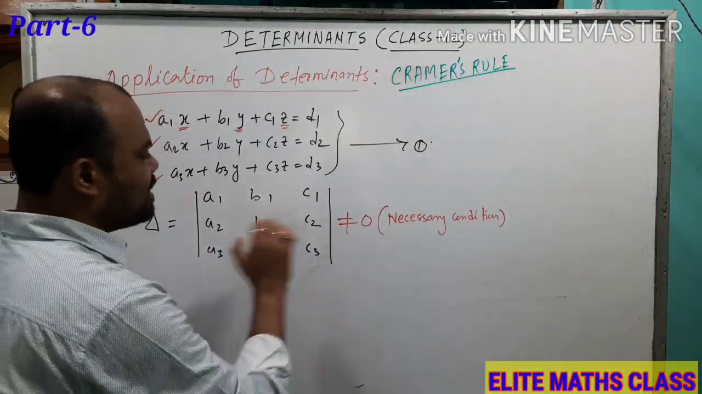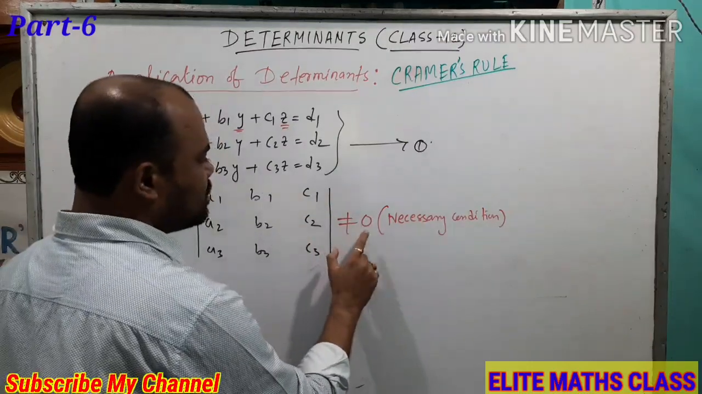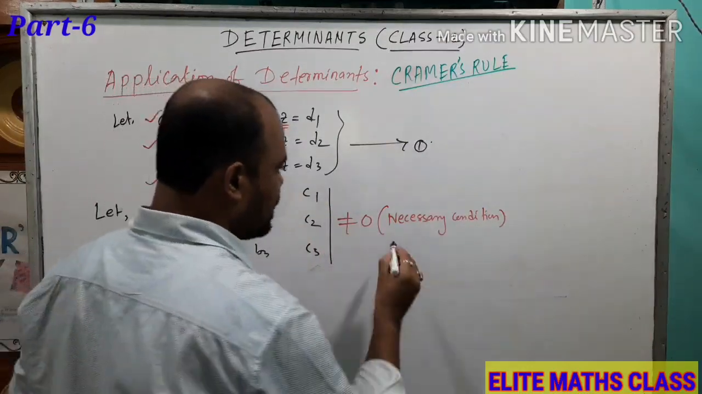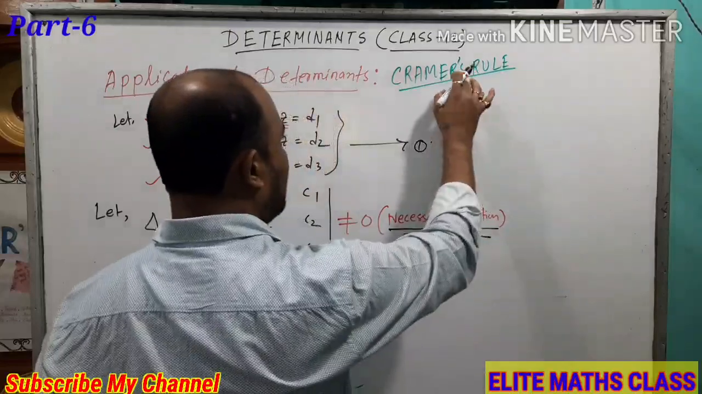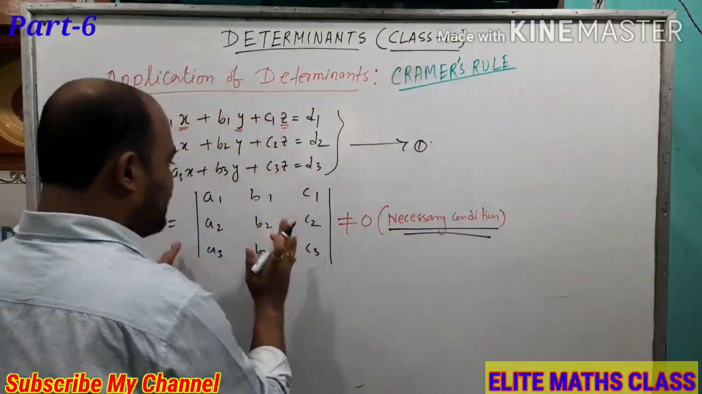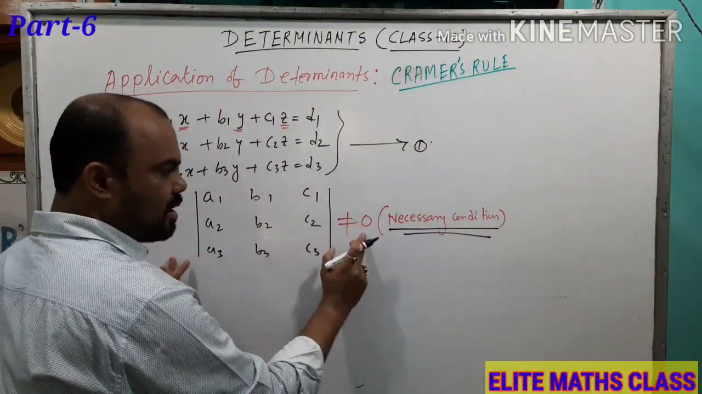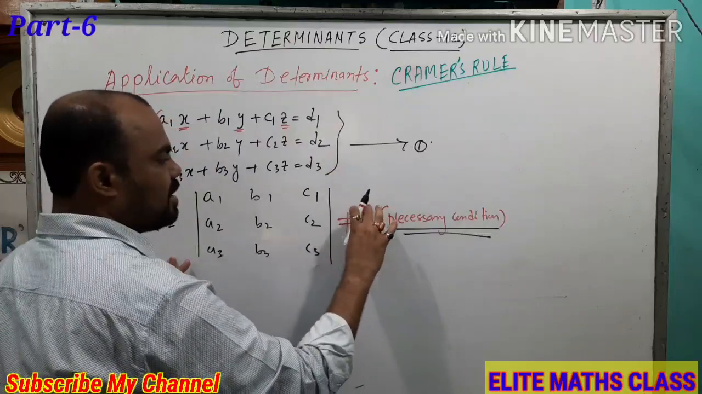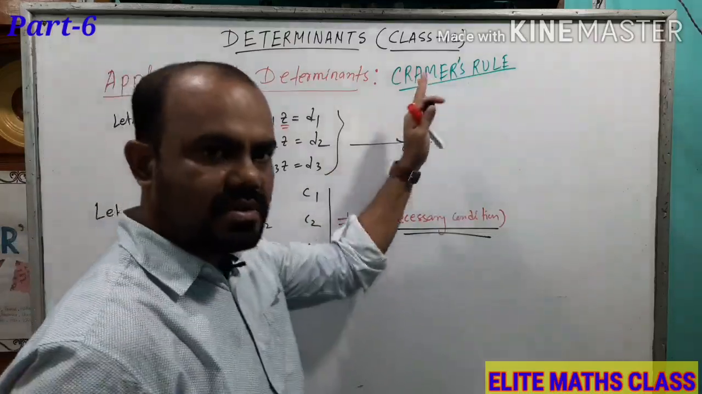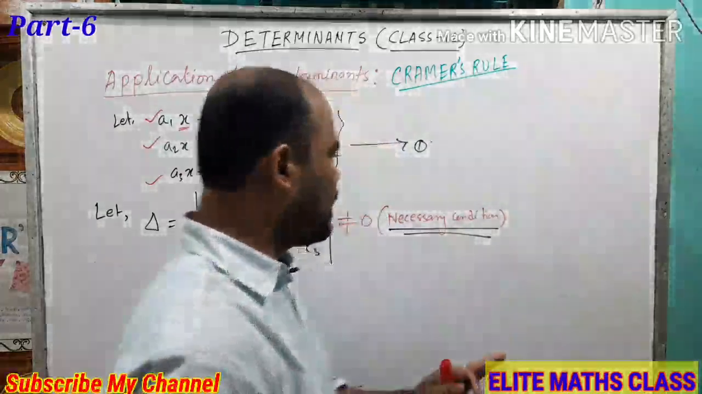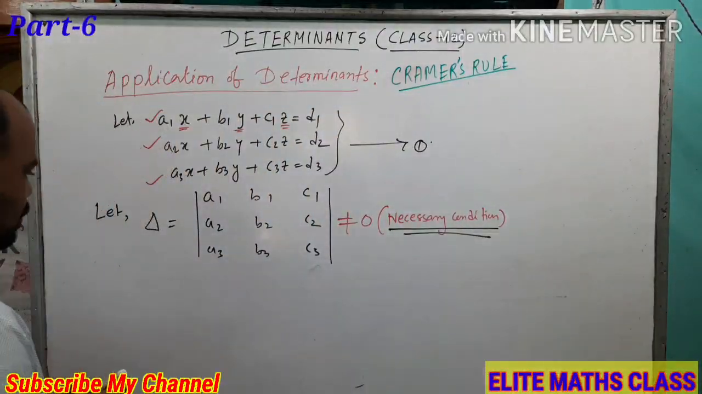Then we have to expand the determinant, and if the value is not equal to 0, this is the necessary condition for application of Cramer's rule. The value of this determinant must be not equal to 0. If this determinant is equal to 0, then remember that Cramer's rule is not applicable to this system. Clear?